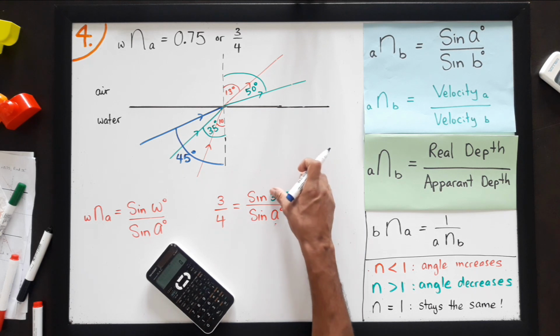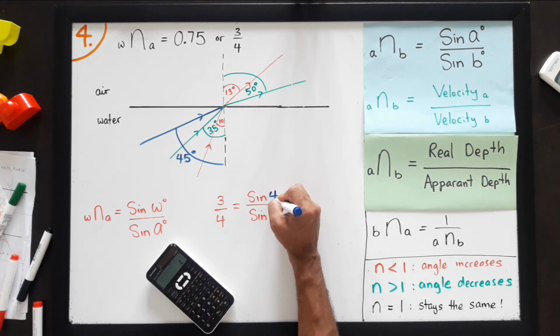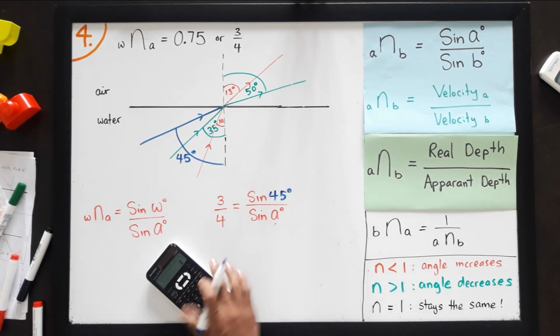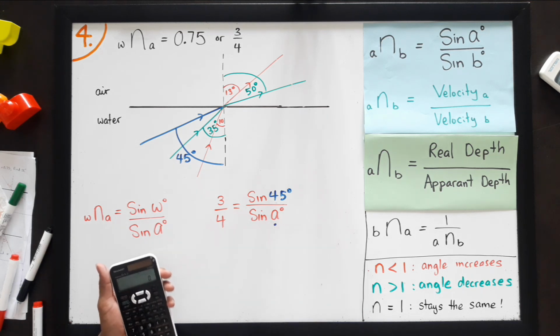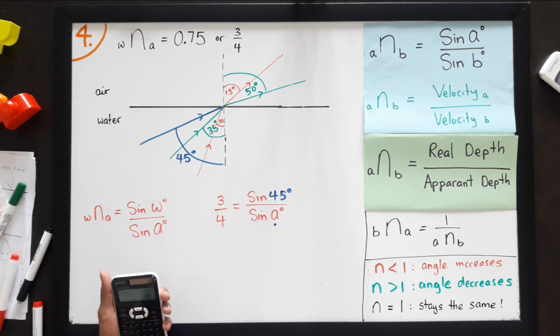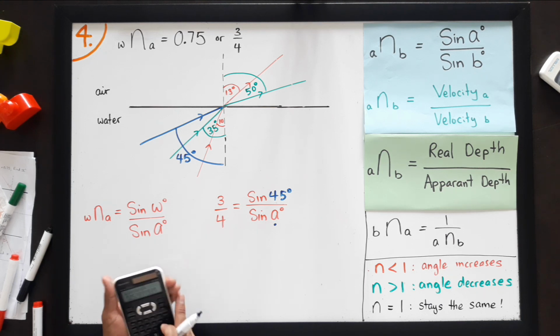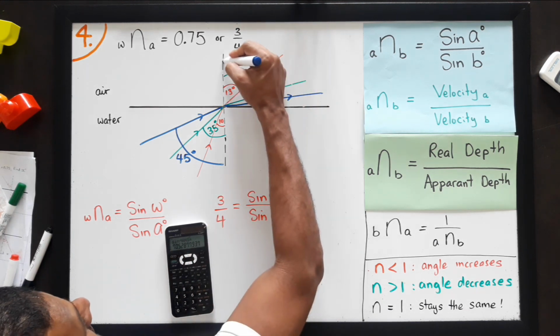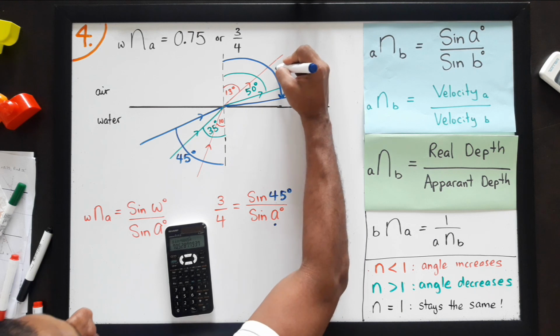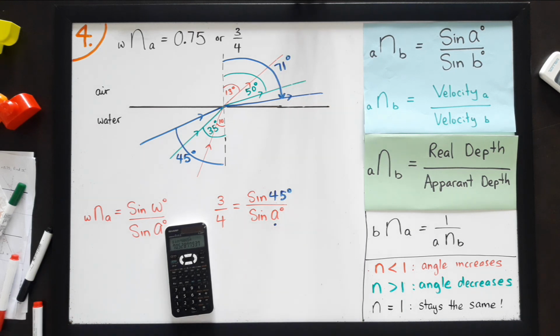So this angle is now 45 degrees. Let's do the calculations now for the new A value. Sine 45. And we get something like this: 70 degrees. Well, 70.5 is 71. Some people might get 71.